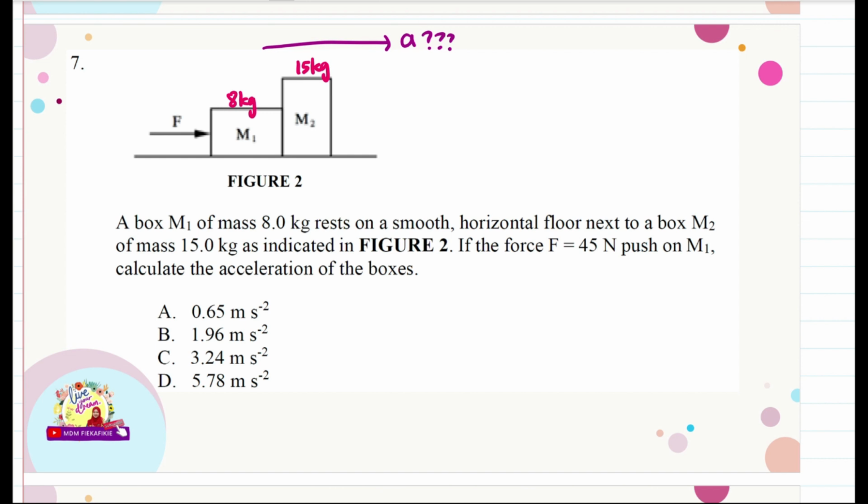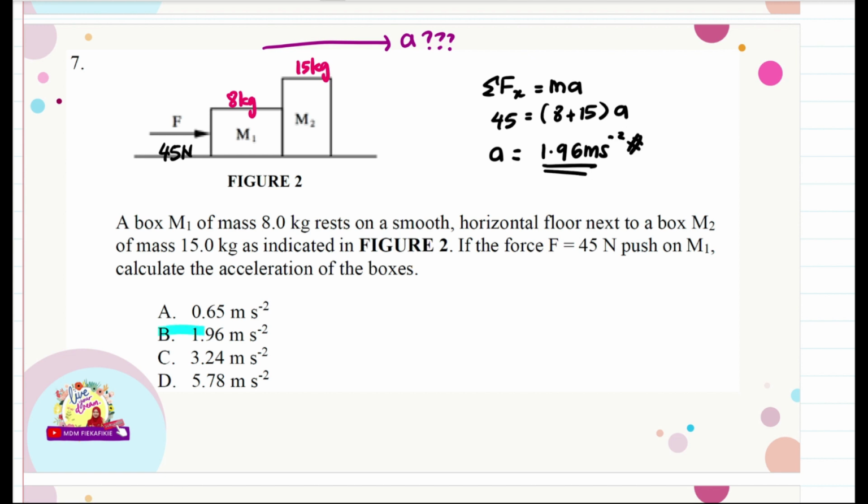Okay, so when there are two masses, we just combine them. We must look at the direction of motion in the X component. So total force in X is equal to MA. The force was how much, what did we put here? 45 Newton. So just write 45 equal to M, we have two, M1 plus M2. I just add directly, so 8 plus 15 kg times A. So we can find A. It is equal to 1.96 meter per second squared. Okay, so the answer is B.